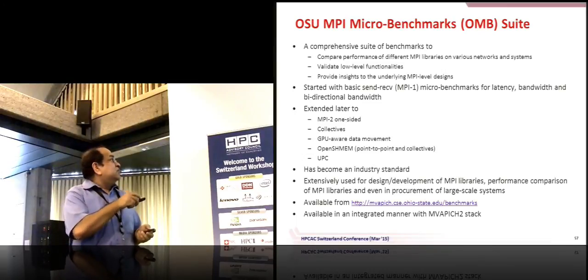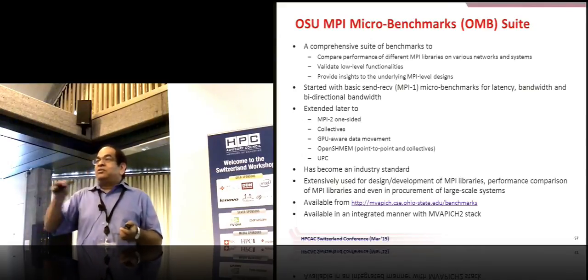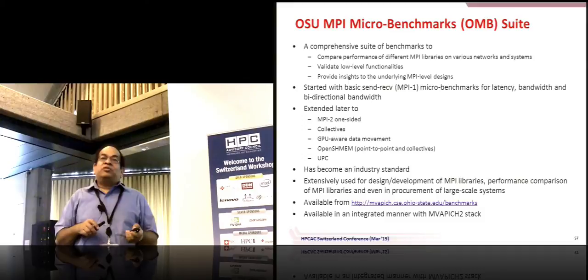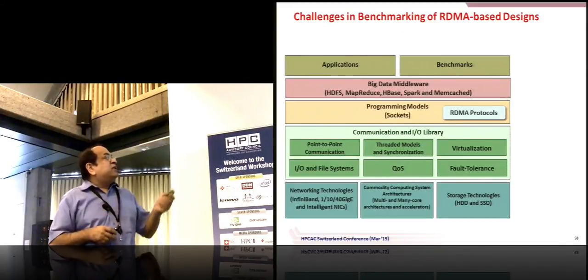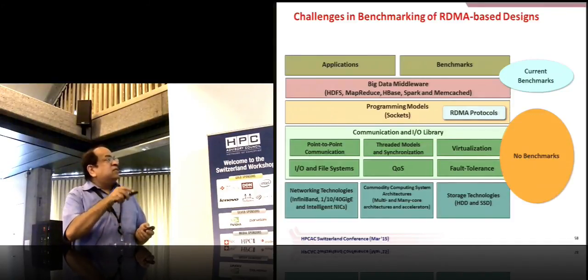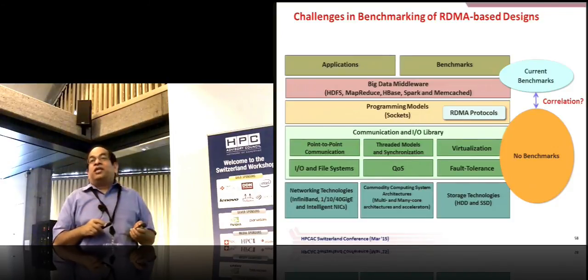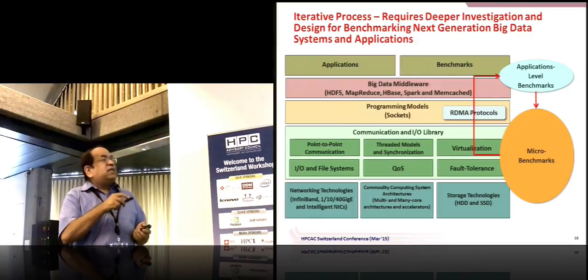In fact, recently if you see a lot of procurements of large systems, you see a line saying report performance numbers with OSU micro-benchmarks. So that's what we actually want to do in big data. If you see these current benchmarks, at the lower layer there are no benchmarks, and on top of it there is no correlation. Okay, and we want to breach this cycle.